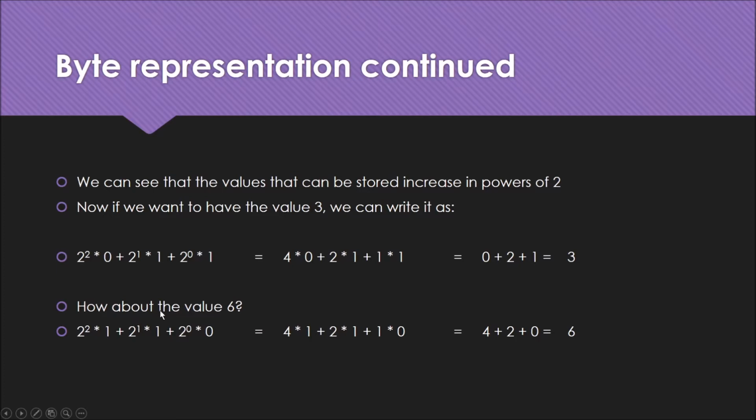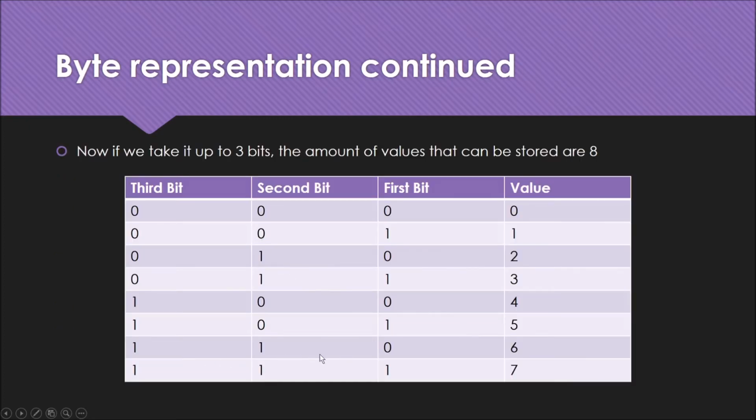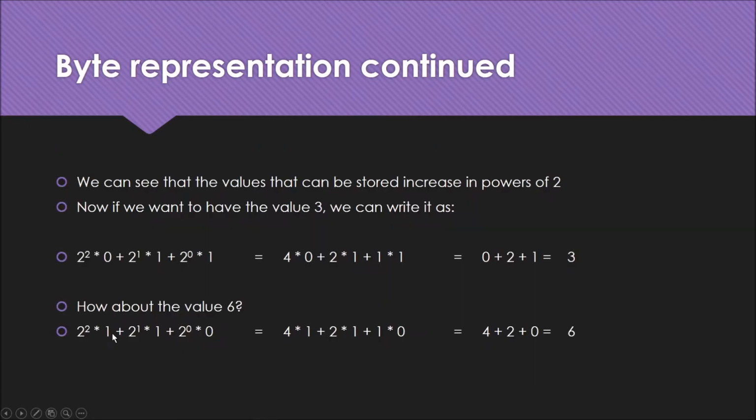And now similarly, if we calculate the value 6, the value 6 stands for 110. So the first bit needs to be 0, the second bit is 1, and the third bit is 1. So we multiply the third bit with 2 raised to the power 2, this bit with 2 raised to the power 1, and this with 2 raised to the power 0. So this will become 0, this will become 2, this will become 4. So 4 plus 2, and we get the value 6. So this is how the computer does calculation. It arrives at the right answer.